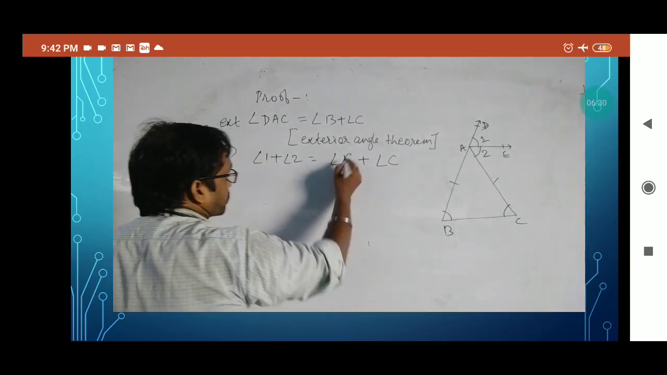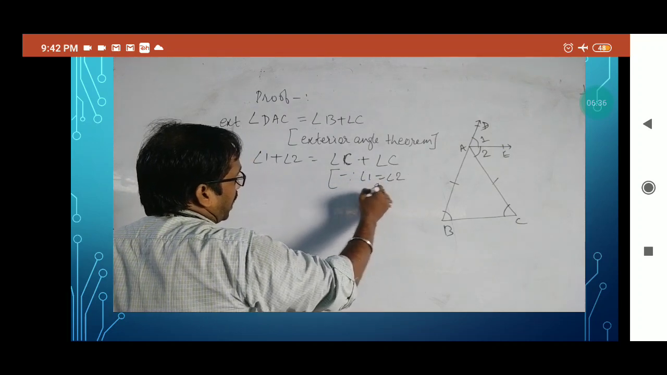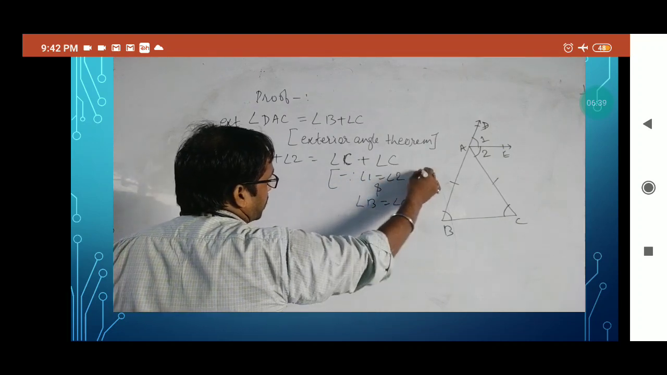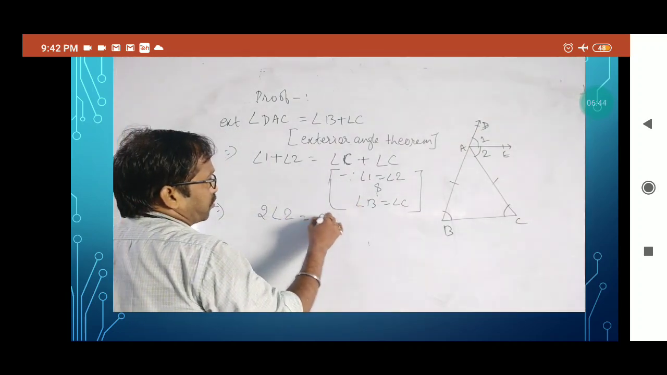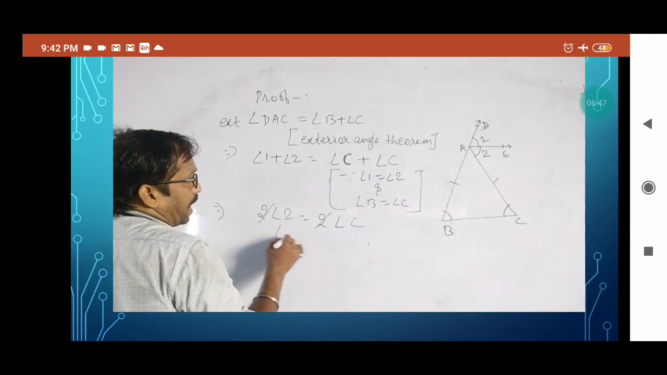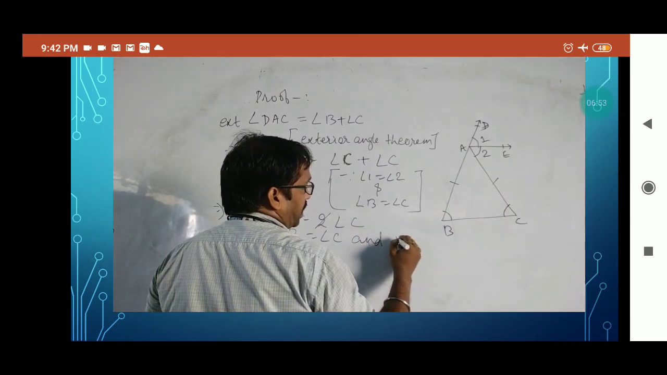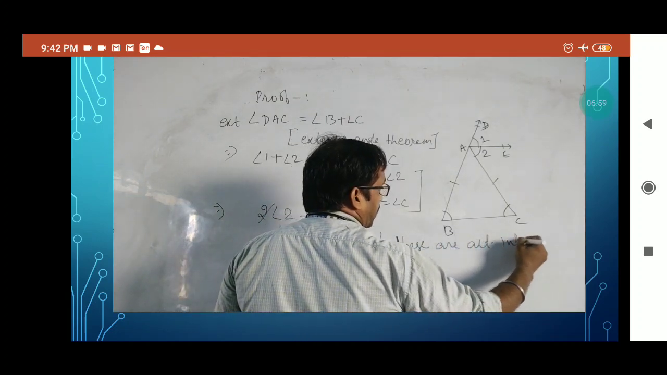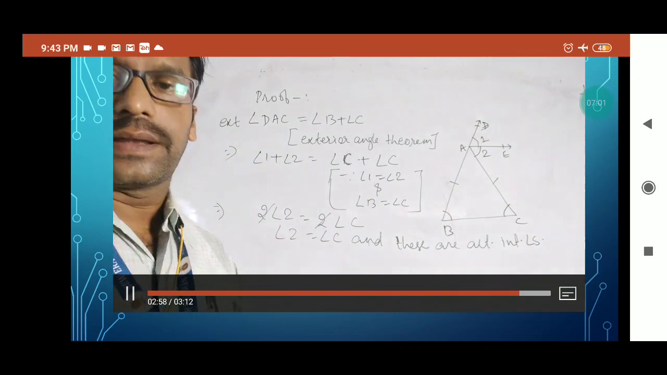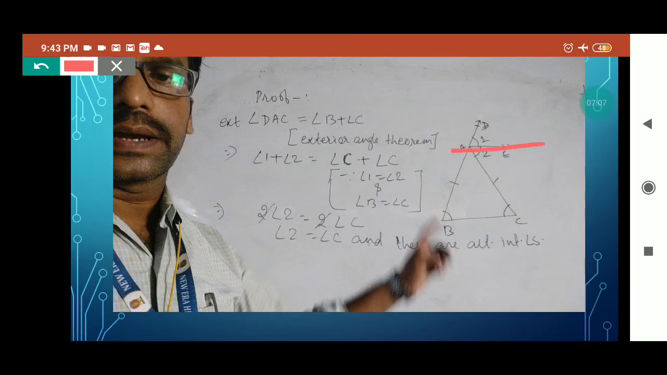Angle B is equal to angle C, it is given. So we write the reasons: angle 1 is equal to angle 2, and angle B is equal to angle C, as I explained previously. So twice angle 2 is equal to twice angle C. The 2 cancels. Angle 2 is equal to angle C, and these are alternate interior angles. That means if the alternate interior angles are equal, then the lines are parallel. Why? Because these two angles are equal.